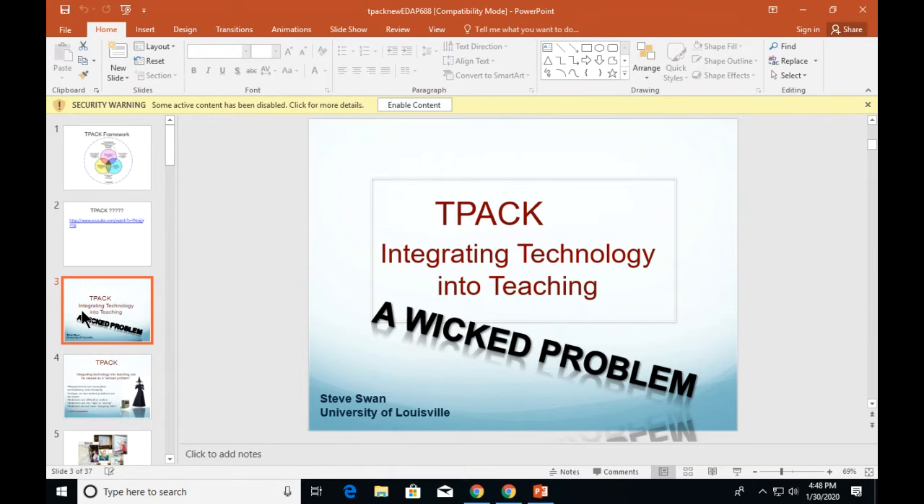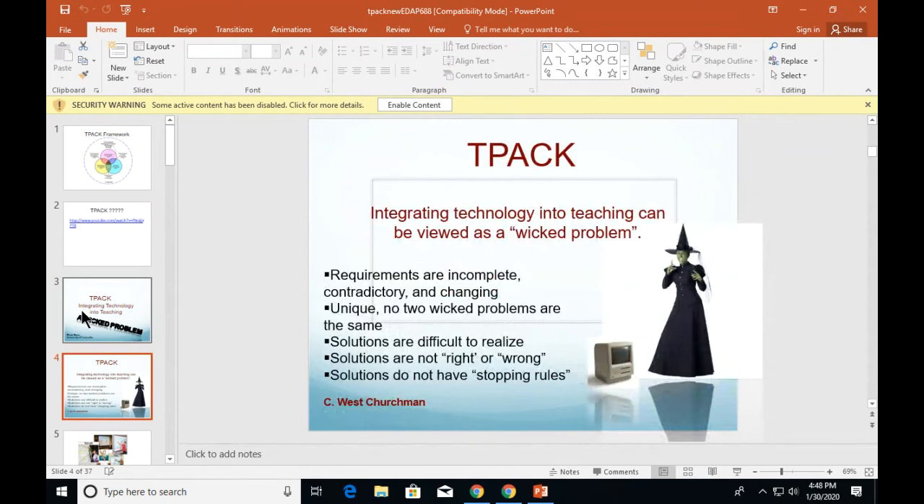TPACK is integrating technology into teaching, and that's a wicked problem. Integrating technology into teaching is viewed as a wicked problem. That's a term, a sociology term, created by a guy by the name of C. West Churchman. And it means that a wicked problem is that requirements are incomplete, contradictory, and changing. Oh boy, if that ever isn't the truth.